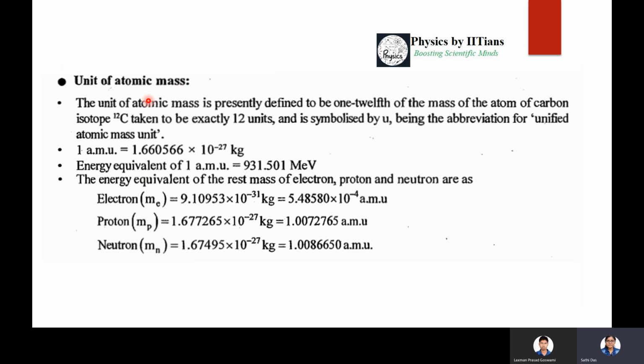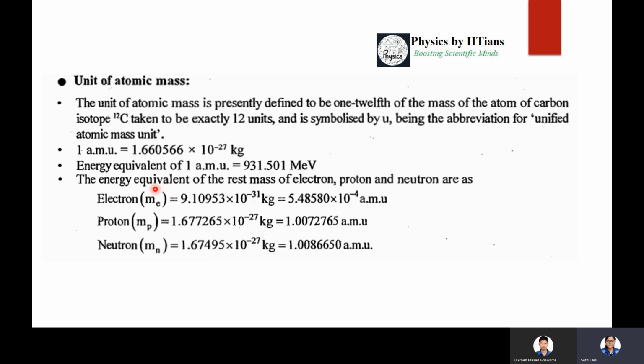What will be the unit of atomic mass? The unit of atomic mass is presently defined to be 1/12 of the mass of the atom of carbon isotope C12, taken to be exactly 12 units, and is symbolized by small u, the abbreviation for Unified Atomic Mass Unit. So 1 AMU is 1.660566 into 10 to the power minus 27 kg. If you want to express it in MeV, the energy equivalent of 1 AMU will be 931.501 MeV. So you should all remember that 1 AMU is 931 mega electron volt.